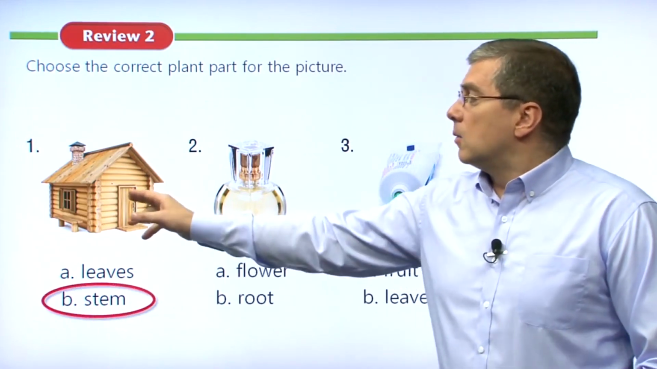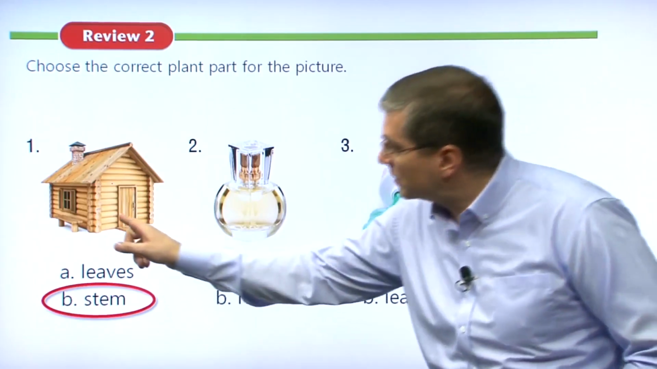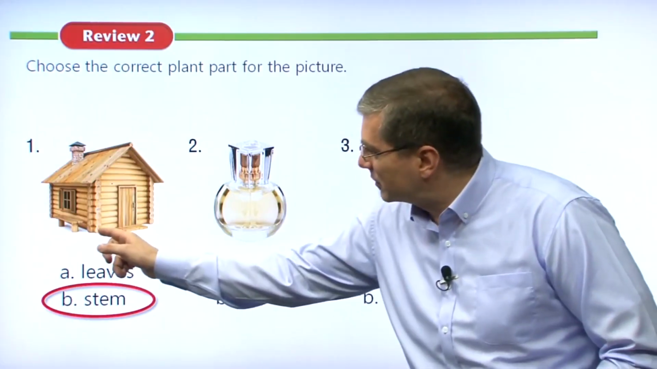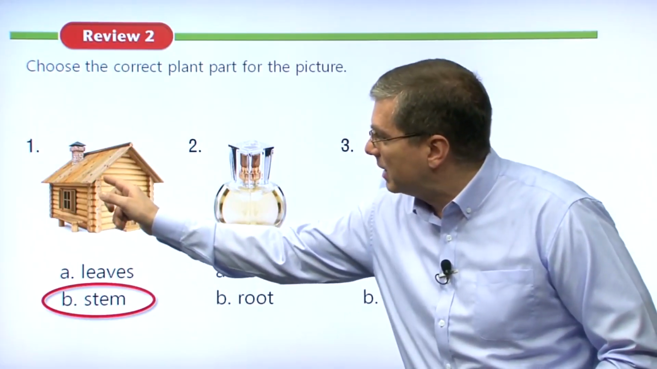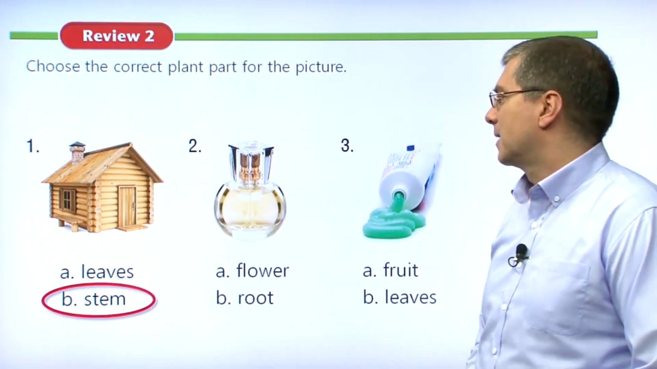It's the stem. We use the stem especially for trees, because trees have the wood, and you can see that with this house, they didn't really cut the wood. They just used the trunk or the stem of the tree to make the house very easily and very simply here. Okay, let's move on.